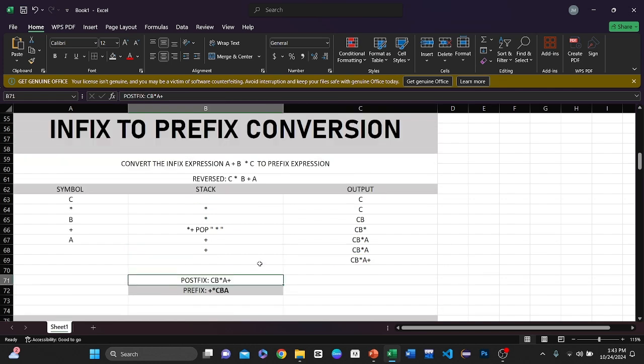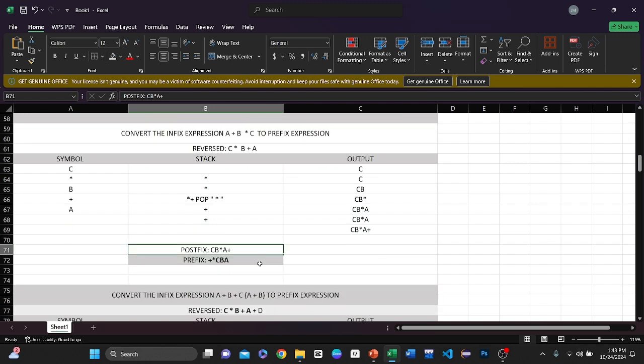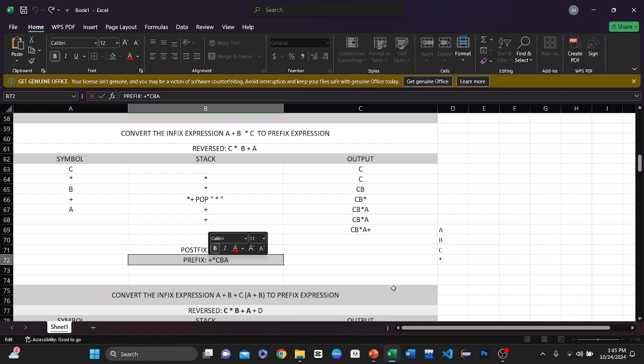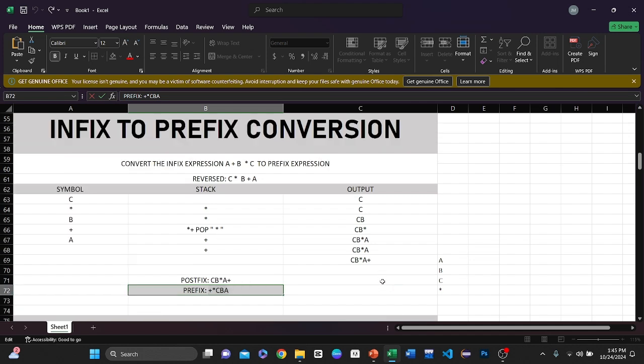Then, the last step in the prefix conversion is that our postfix expression is converted to prefix. So that is our infix expression to prefix expression.